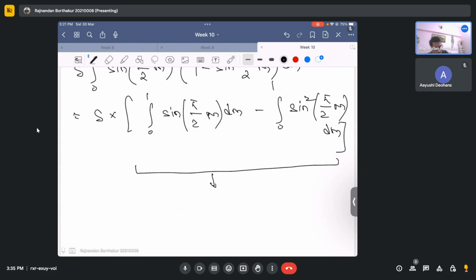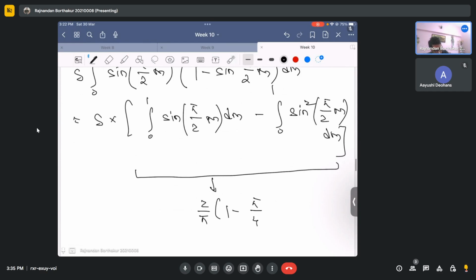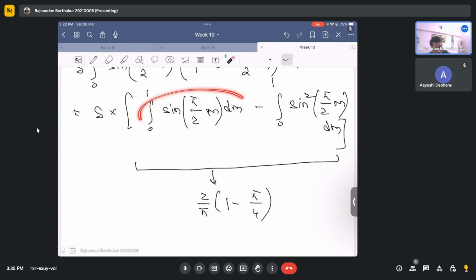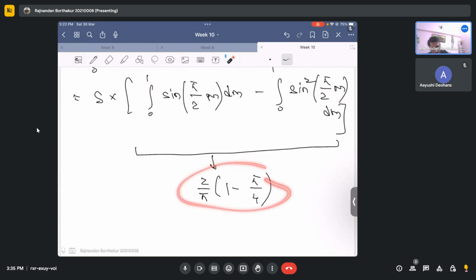If you just solve this integral, you'll just end up getting 2 by pi into 1 minus pi by 4. Okay, so it's just simple. Just evaluate these two integrals. This 2 by pi factor obviously will come, because if you solve this integral, and then solve this integral, you will get the other factor. You can just do it yourself and check that you will eventually get this answer.